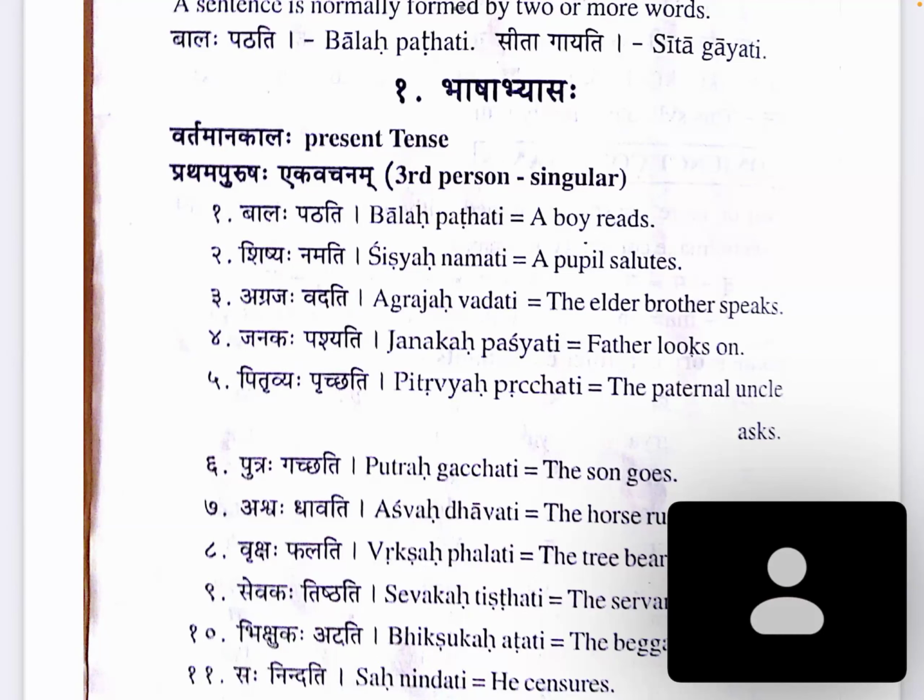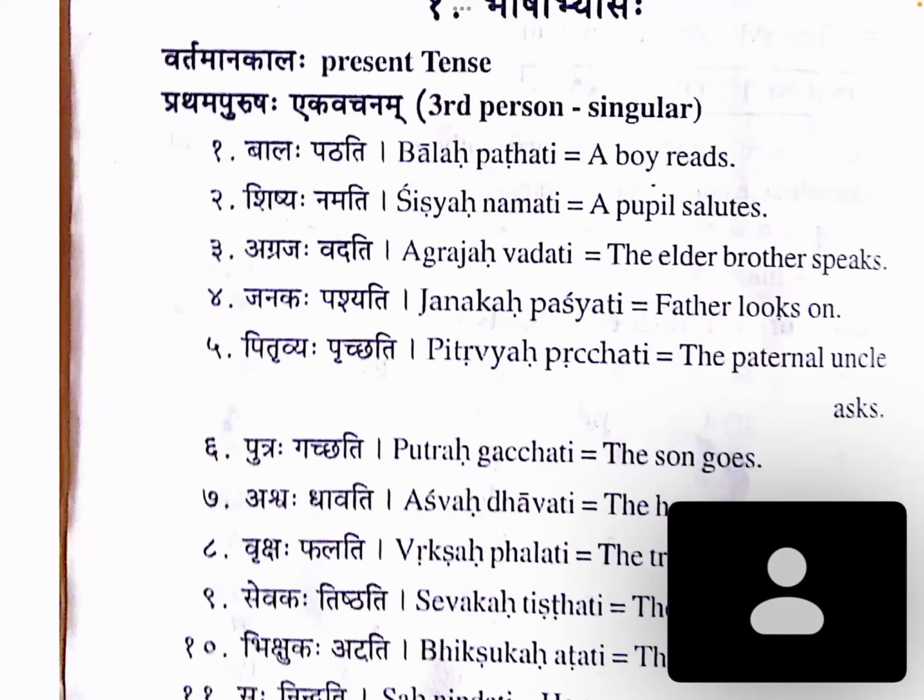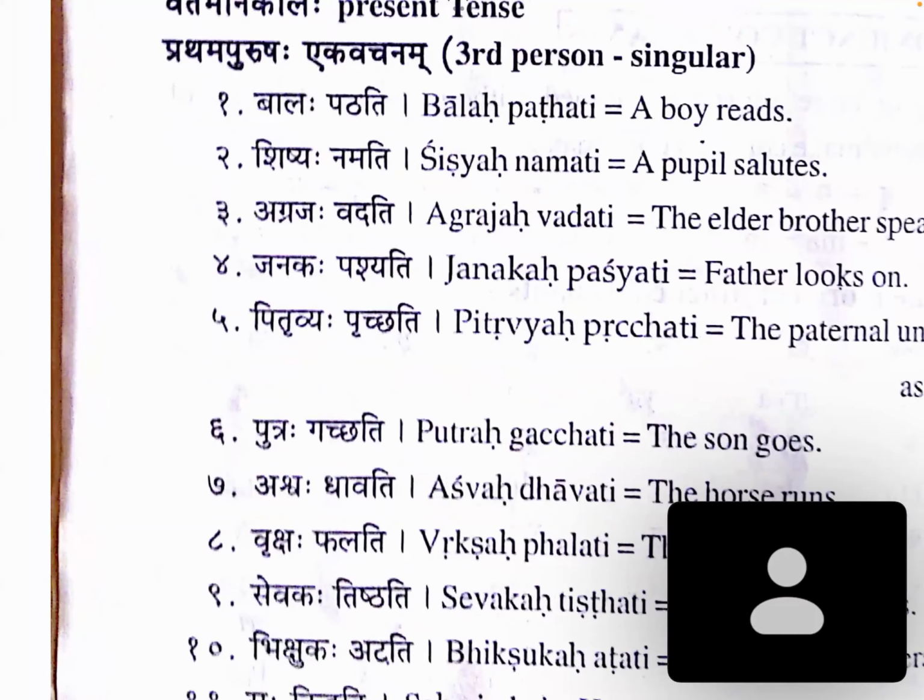So now each one read one sentence, one line. Come on, start. Come on, Uttara. I don't have to call your names. Balaha Patati. Who is that? Tell your name. Sumitra. Okay. Balaha Patati. Okay.